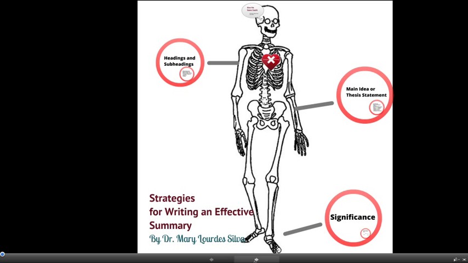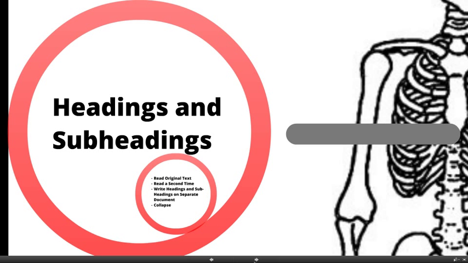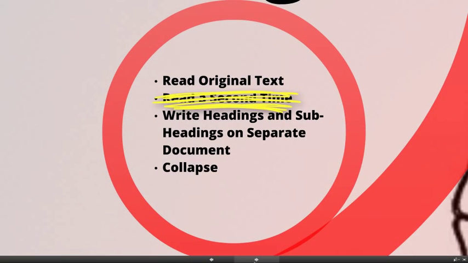When writing a summary, you want to ask yourself what's the overall structure of the original text. In other words, what's the text skeleton? If you're reading a research article or magazine article, the backbone of the composition will be reflected in the headings and subheadings. The first step is to actually read the original text.